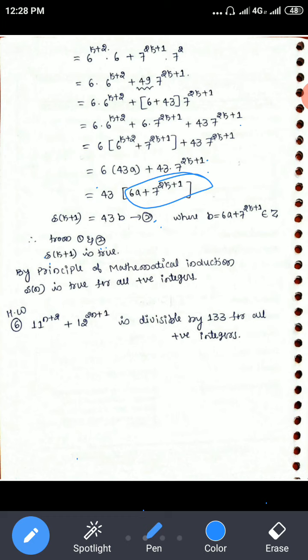So you take any integers. Okay, so again you conclude from equation 1 and 2, S(k plus 1) is true by principle of mathematical induction. Sn is true for all positive integers.